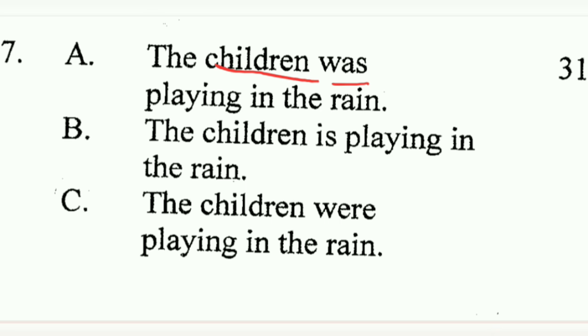Plural subject will take plural verb. B says the children is. Alright, can't use is. Children is referring to more than one. If they had said the child, then is could work. So we don't even have to read C. Having picked up that A and B are wrong, we know it has to be C, which says the children were playing in the sun or in the rain.